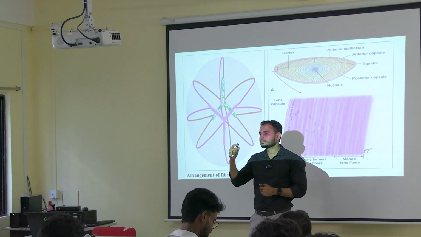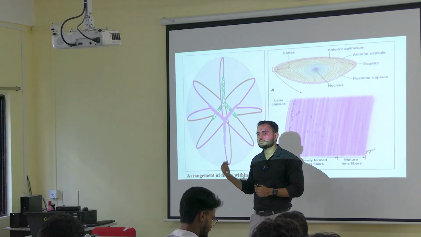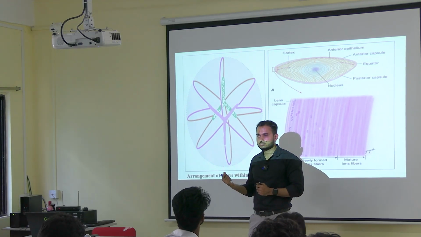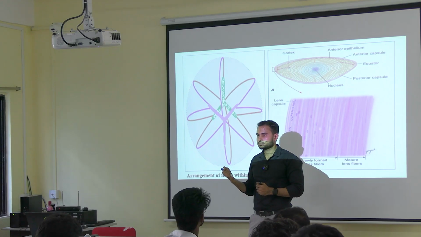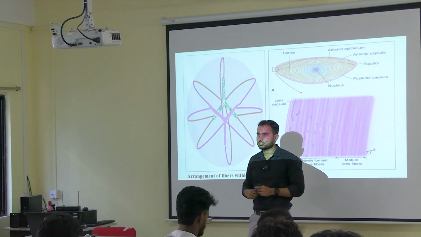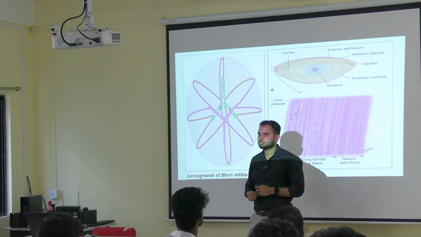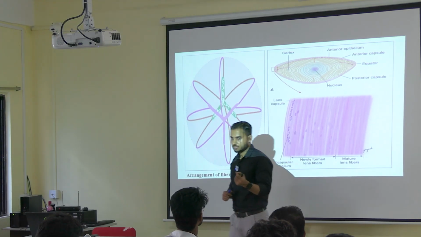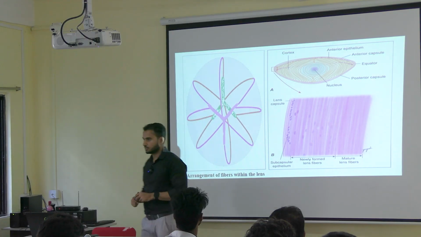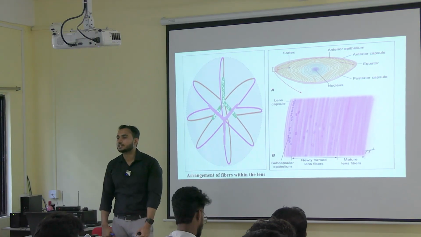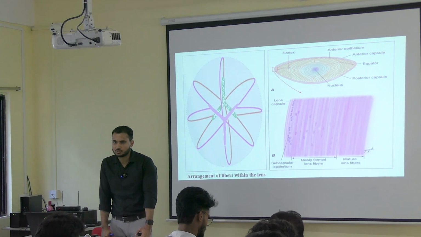Now, how can you see these sutural lines in a patient? Any idea? You can't take out the lens of a person to see the sutural line. So how will it be seen? There is a machine called a slit lamp. I don't know whether you have seen it or not.